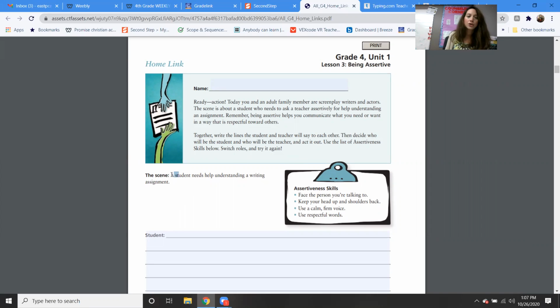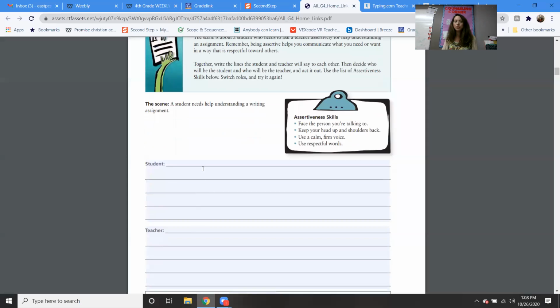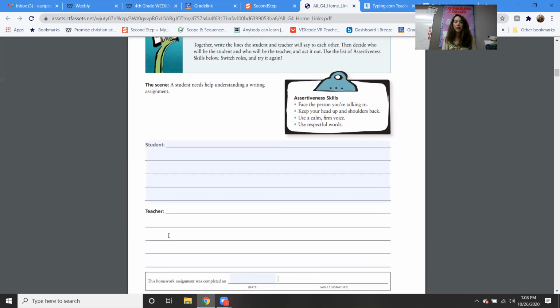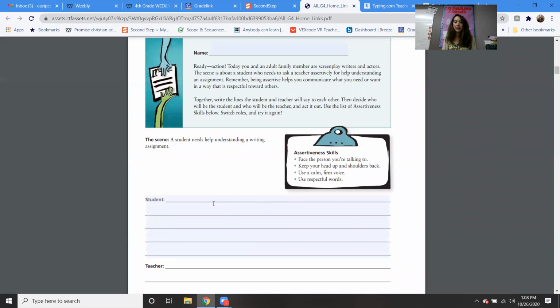So it says, a student needs help understanding a writing assignment, okay? So what you're going to do is you're going to pretend that you are the student and you're going to write the script for what the student could say to the teacher to get help with the writing assignment. And then you're going to pretend that you're the teacher and you're going to write the response of what the teacher would say back to the student when the student's asking.